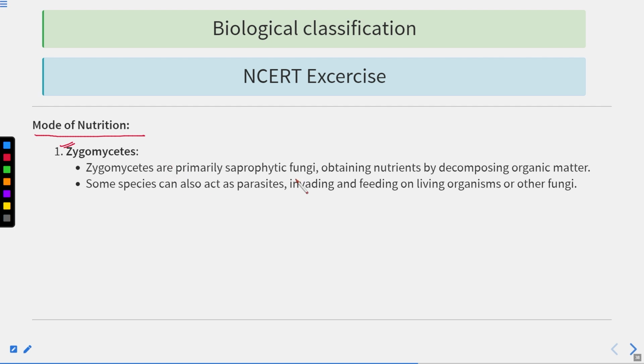Zygomycetes are primarily saprophytic fungi obtaining nutrients by decomposing matter. So they decompose the matter and take the nutrients from it. Some species can also act as parasites. Some species of the Zygomycetes class are parasitic, invading and feeding on living organisms or other fungi. They can take food from other living organisms. That could be a plant, an animal, and even sometimes another fungus. So the first one is the Zygomycetes.